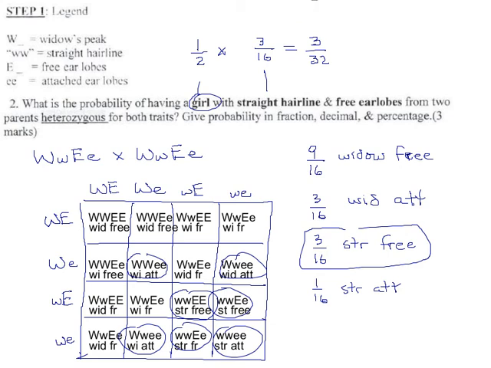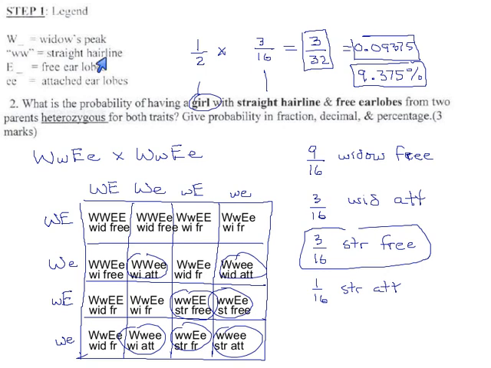As a decimal, it's 3 divided by 32, which is 0.09375. And if you multiply that by 100, you get 9.375%. So those are your fractional probability, your decimal probability, and your percentile probability.